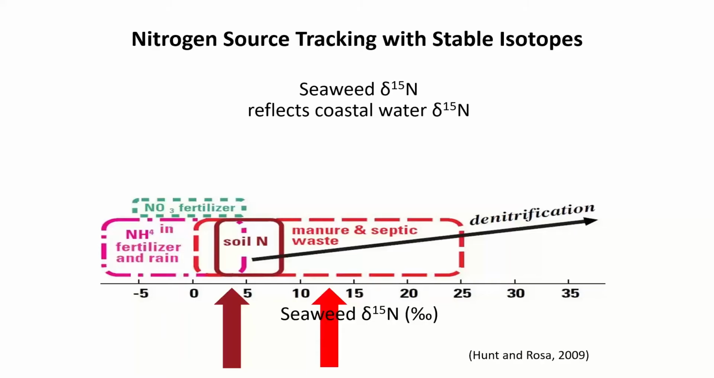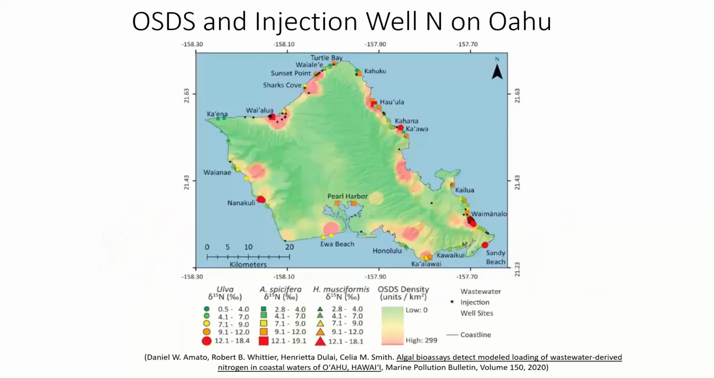or injection wells, etc. So we've used this around the state of Hawaii in the past, and one study I'll highlight briefly is something my research team published earlier this year, where we gathered 3 different species of seaweed around the island of Oahu. This figure shows the island of Oahu with a color gradient, a heat map showing the density of OSDS. Again, think 80% of these are cesspools. So you can think of it as a cesspool density map if you wish.